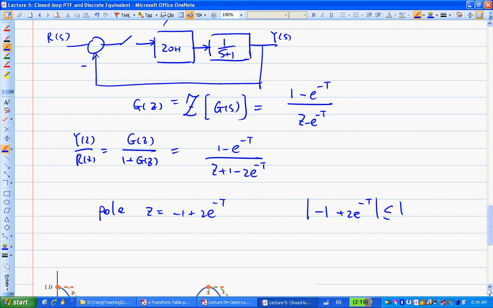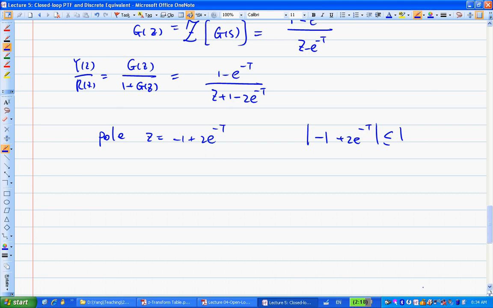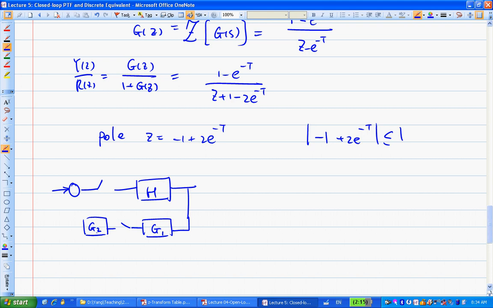So any questions out of here? Yeah. So now I'll give you a little shortcut in terms of deriving this closed loop pulse transfer function system. Let me give you maybe two examples. Let's say I have a closed loop like this. So let's say we have a closed loop system in here, and we want to derive the pulse transfer function.